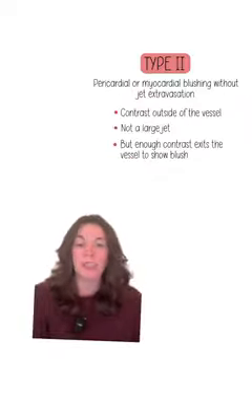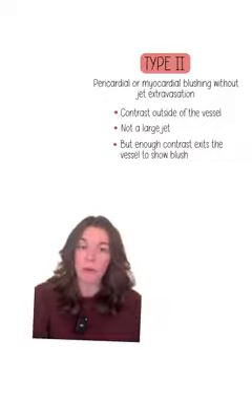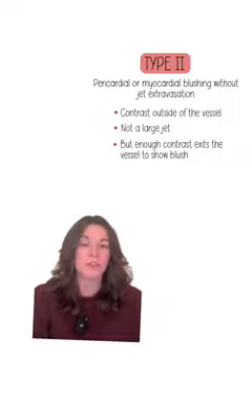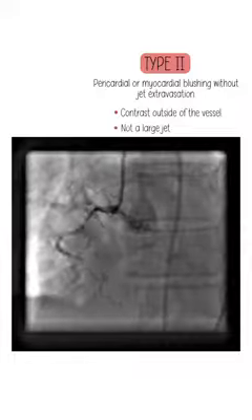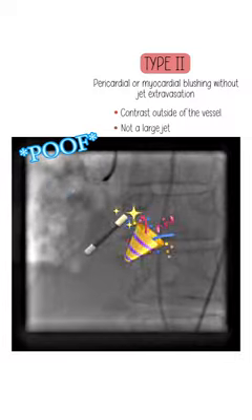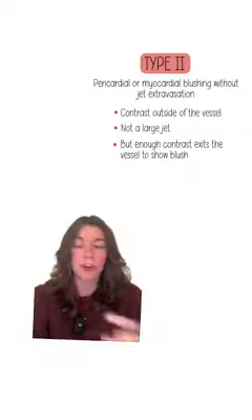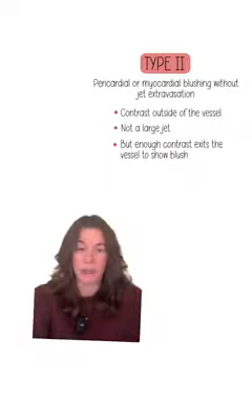Type 2, so by definition, pericardial or myocardial blushing without jet extravasation. So this one, you are going to have contrast outside of the vessel. It's just not a large jet yet. So it's more like a poof, confetti of contrast, and you just kind of look and are like, what is that? Just minimal, but not enough contrast is exiting to show like a jet like hosing out of the vessel.